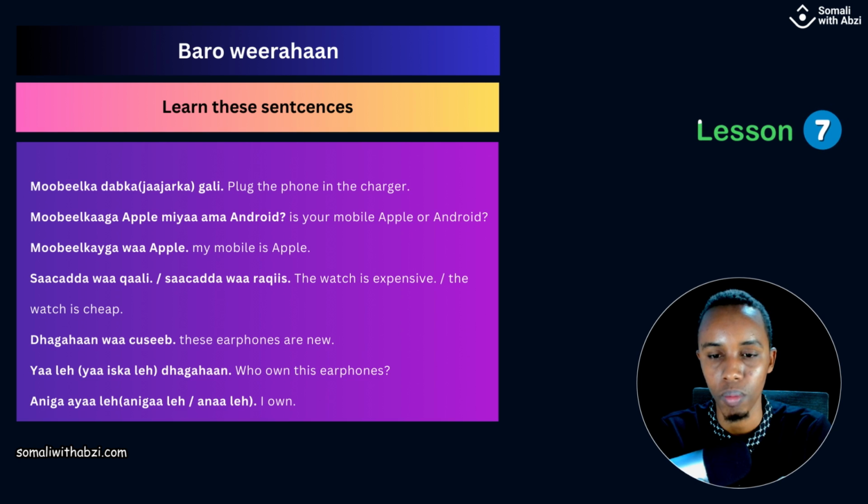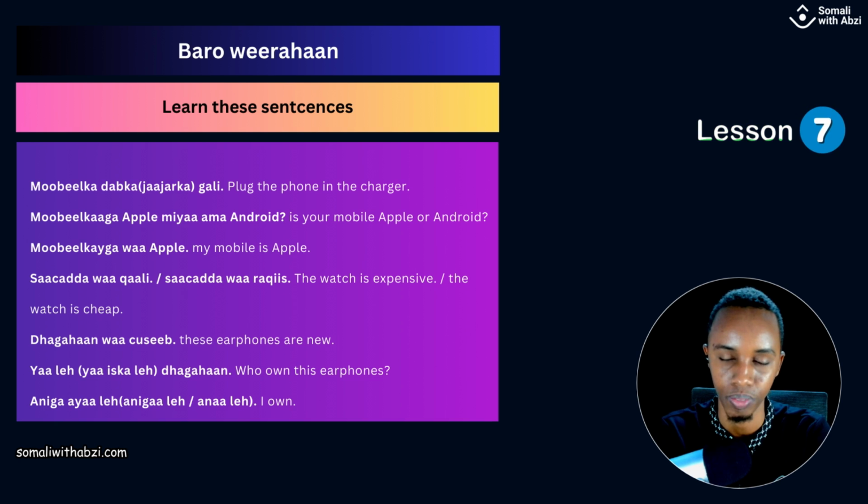And mobilkaaga Apple miya ama Android. You can use this to compare, like asking questions, like or in Somali. You can also say Abdi miya ama Farah. Is it Abdi or Farah? You can also say laptopkaaga Microsoft miya ama Mac waaye, like that. You can just use your own sentences. Yeah, mobilkayga waa Apple. You can also say mobilkayga waa Samsung and so on. Just use my eiga at the end. We learned that one in the last lessons or in previous lessons. You always need to watch that if you didn't watch.